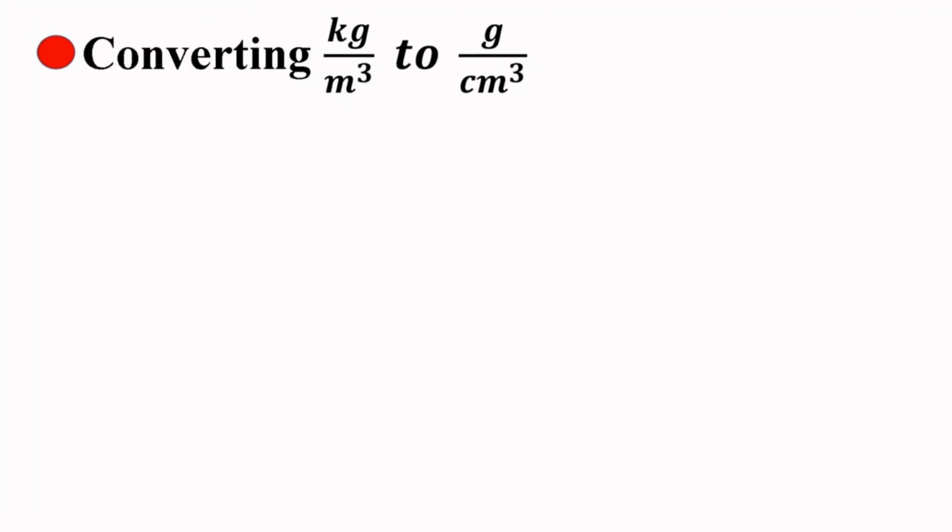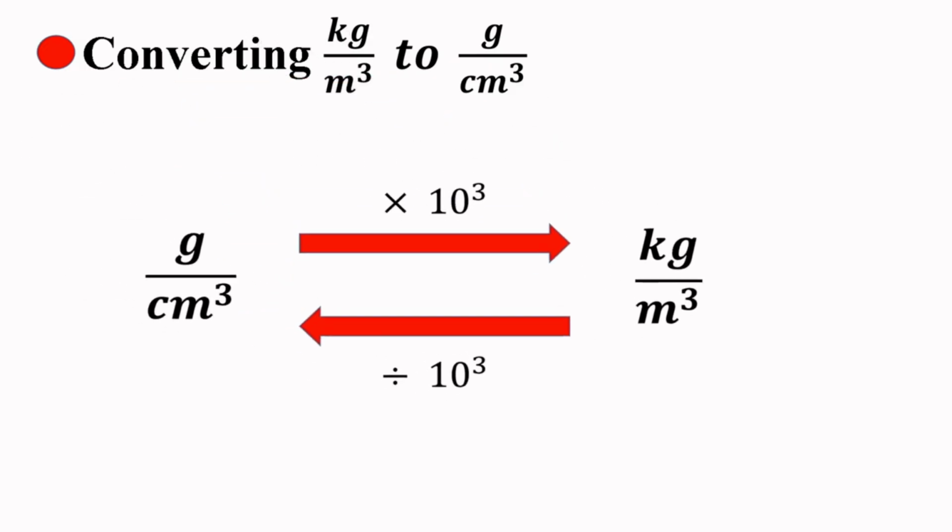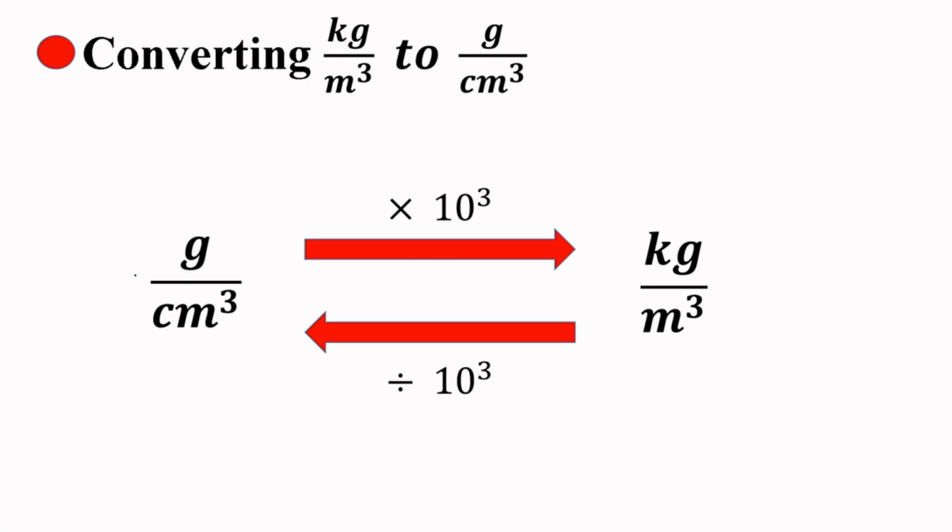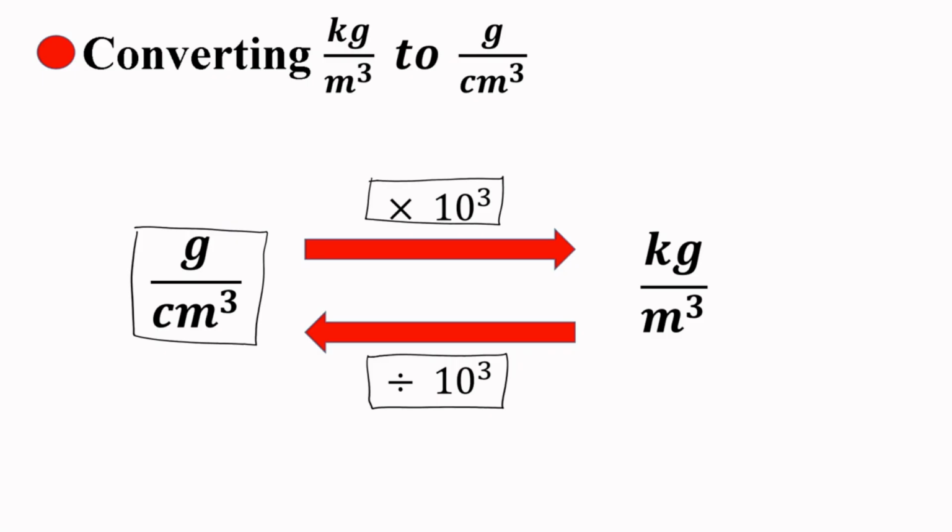As I told you before, we have two units for density, and here we are going to learn how to convert them to each other. If I have density based on gram per cubic centimeter and I want to convert it to kilogram per cubic meter, the only thing that I need to do is multiplying by 1000. And if I want to do the vice versa, it means I have density based on kilogram per cubic meter and I want to convert it to gram per cubic centimeter, the only thing that I need to do is dividing by 1000.